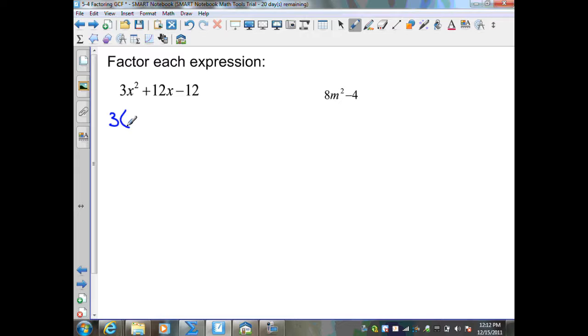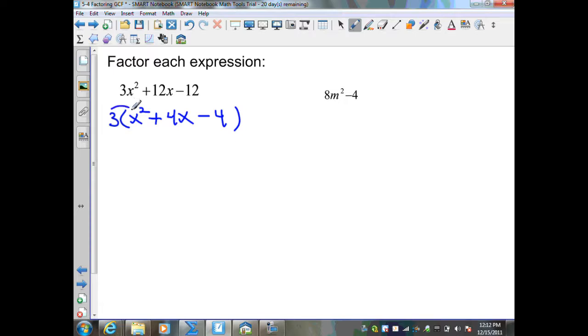Now what I do is I take each term and divide it by that factor. 3 divided by 3 is 1x squared, or just x squared. 12 divided by 3 is a positive divided by a positive, which is 4x. And a negative divided by a positive is a negative. 12 divided by 3 is 4. The nice thing about doing factoring is that I can always check for the solution.